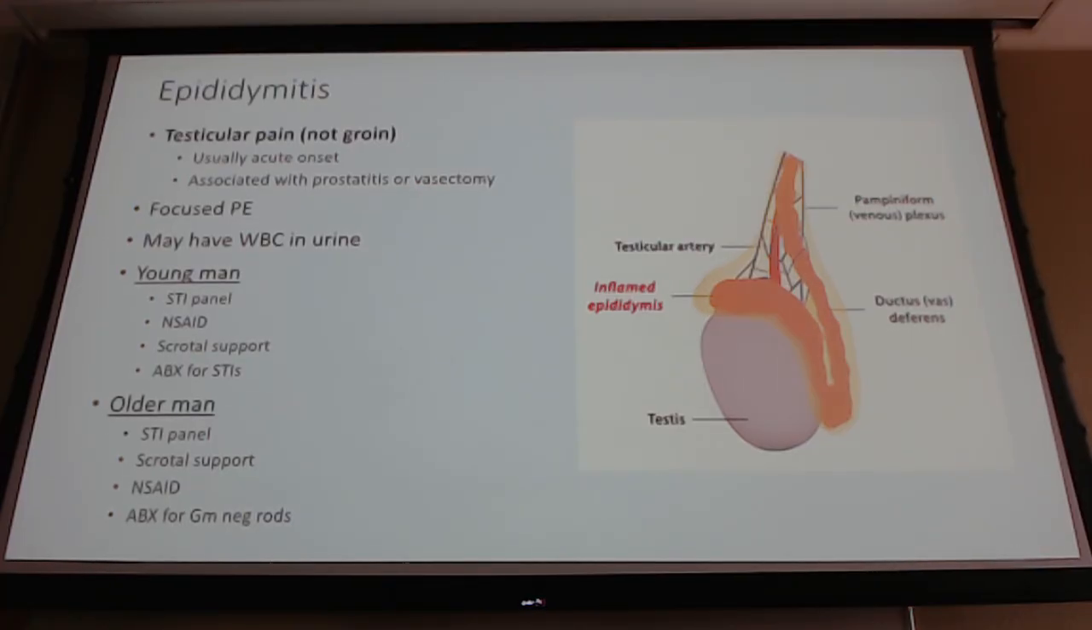If you see this in a young male, please test for STIs. STIs are the number one cause of epididymitis in young men. If it is an older man, you still do the STI panel, but it's most likely some other thing. For a young man, we're going to do an empirical treatment of STIs with antibiotics. For older, monogamous men who say nothing could possibly have happened, we're going to just treat for gram-negative rods. So there are two different types of treatment for that.